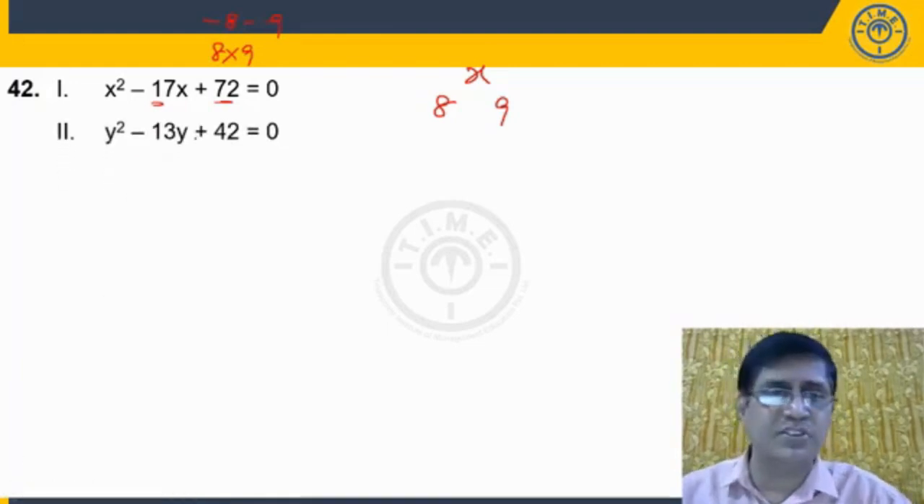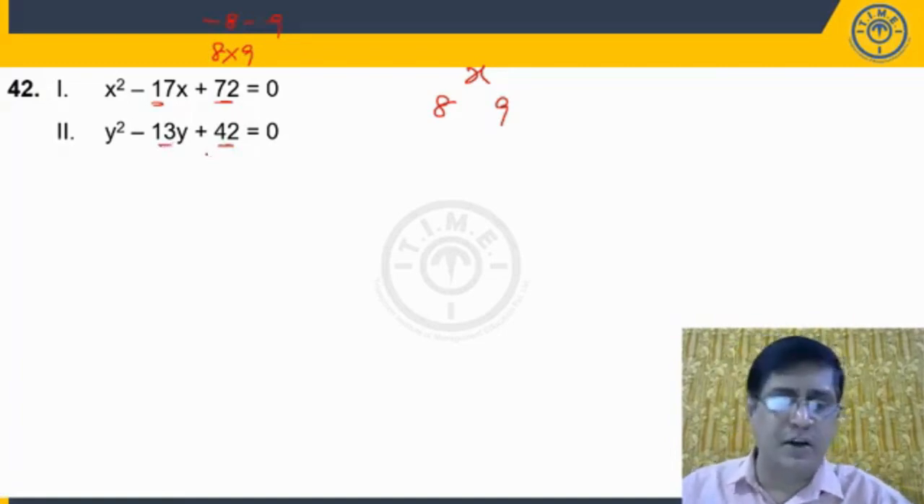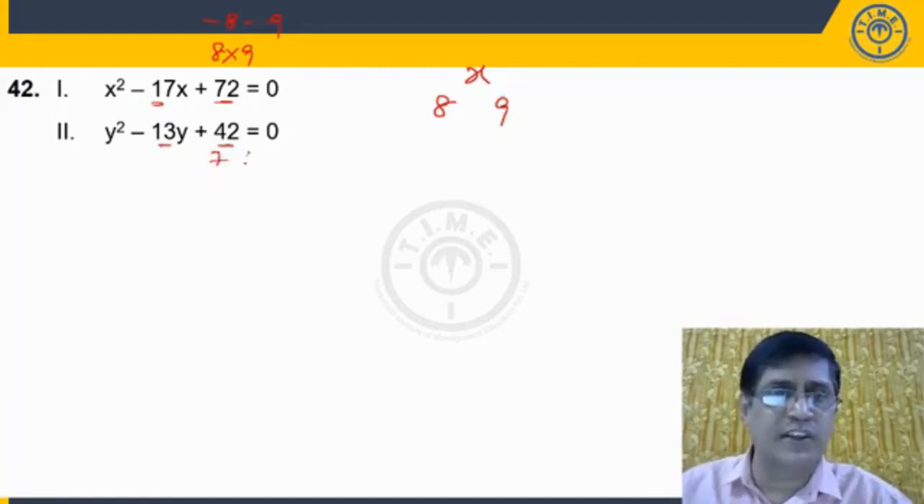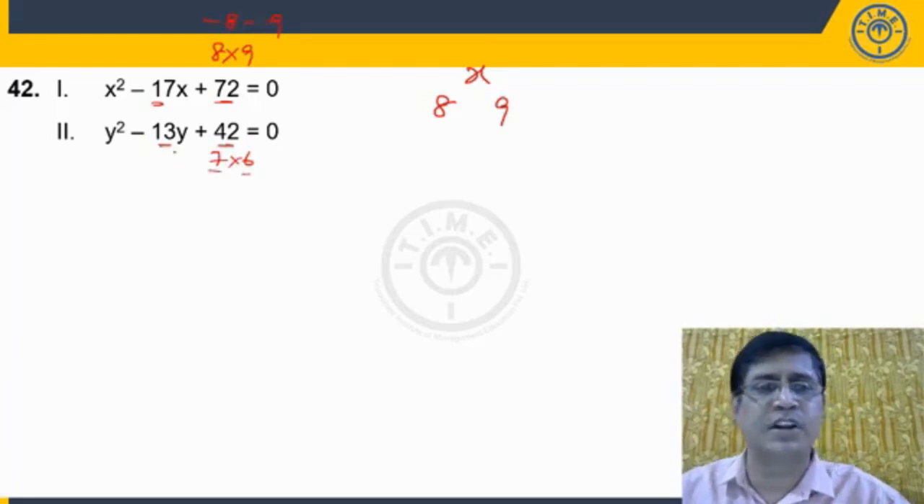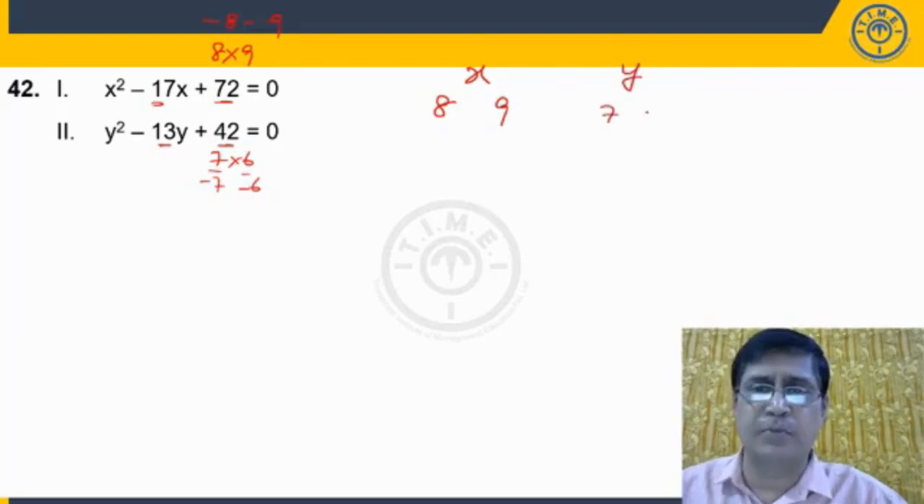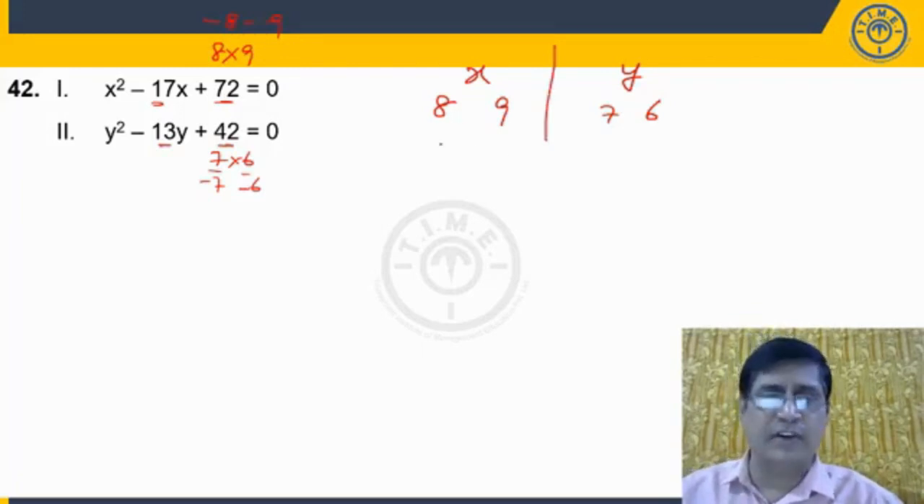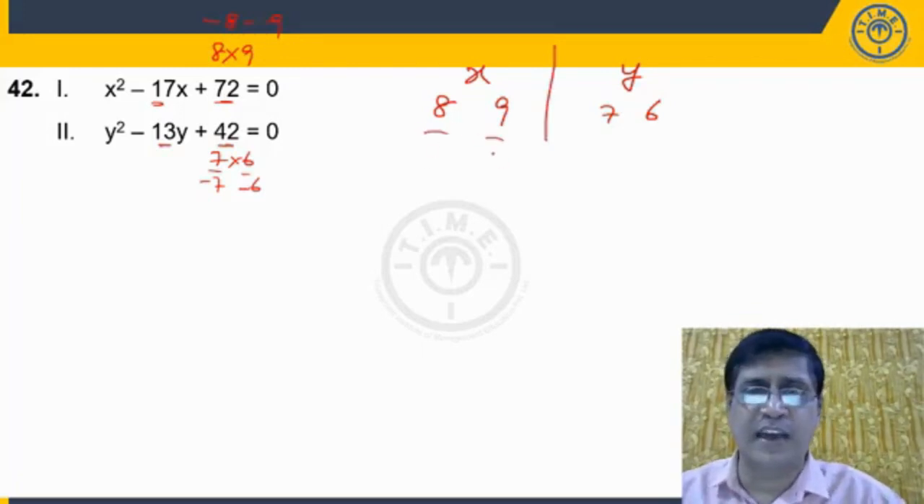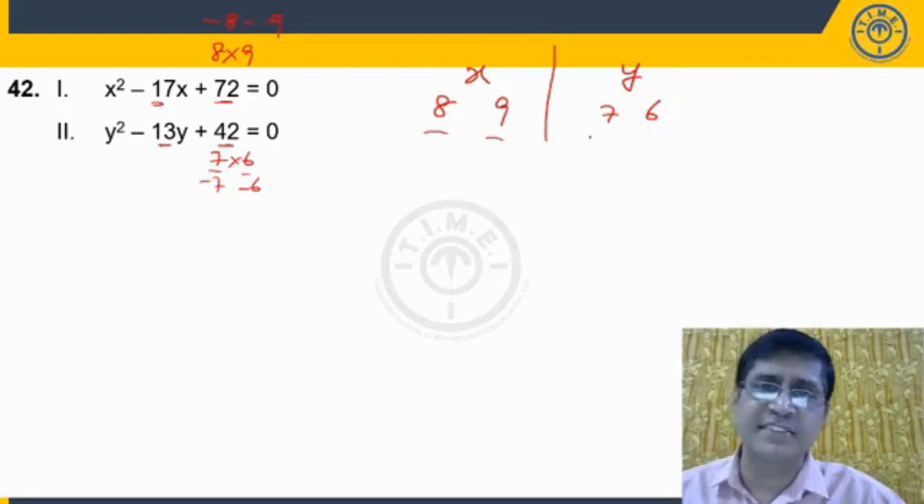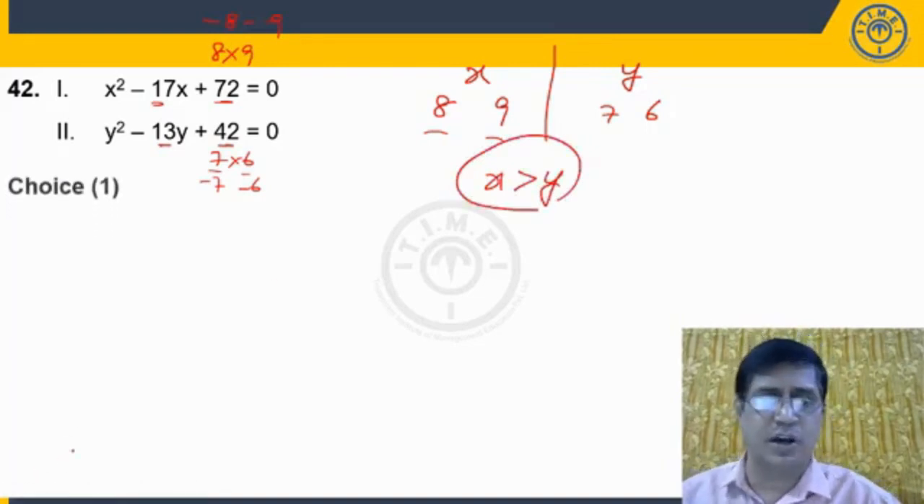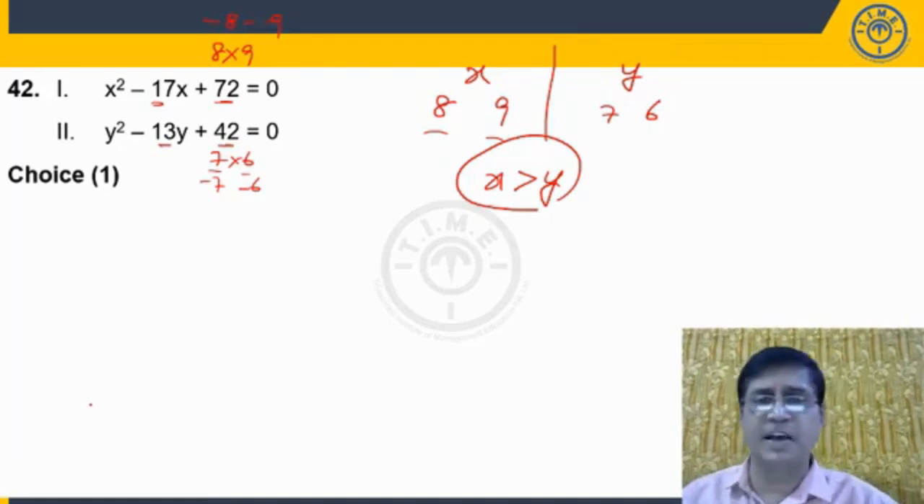Look at the second quadratic equation. 42 and 13 is the middle term. What is the possibility of getting this? Now 6 into 7, so 6 into 7 is equal to 42. 6 plus 7 is equal to 13. So minus 7, minus 6 means the roots are positive 7, positive 6, by the coefficient of y square. Now what is the comparison? How the value of x is related: both the values of x, 8 and 9, are more than 7 and 6. The result is x greater than y. The right choice for this question, option number 1. First choice is the right answer.